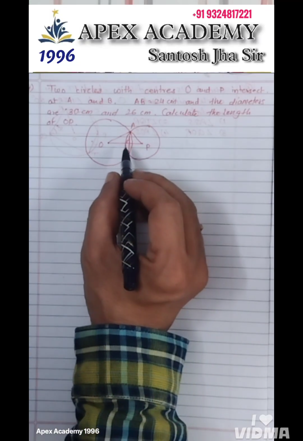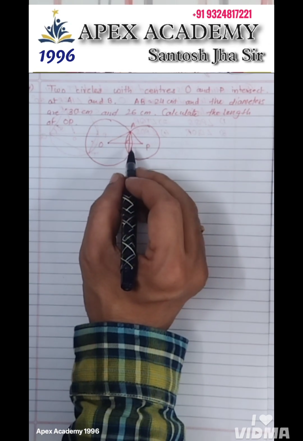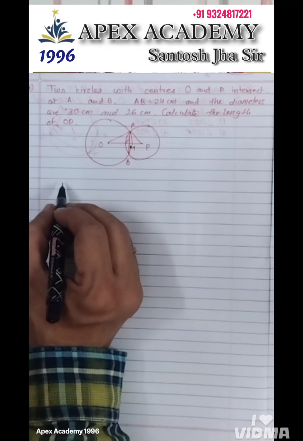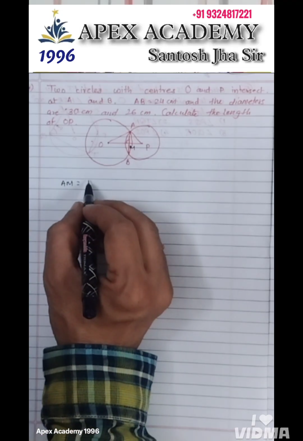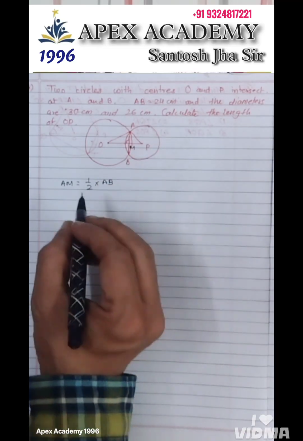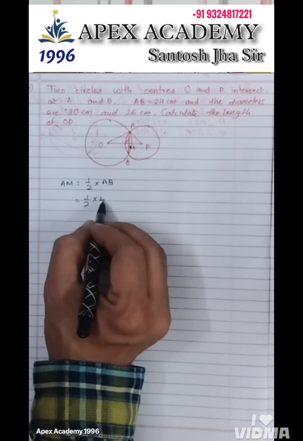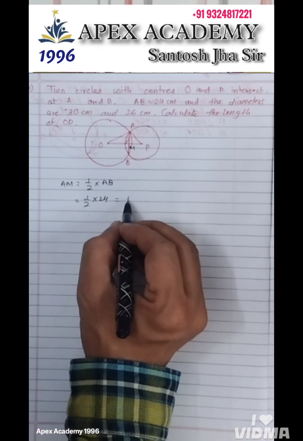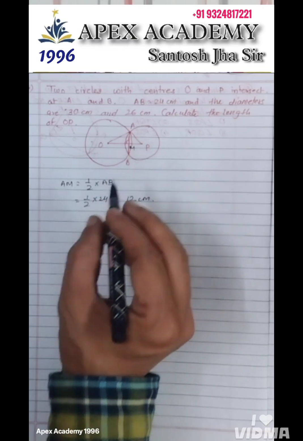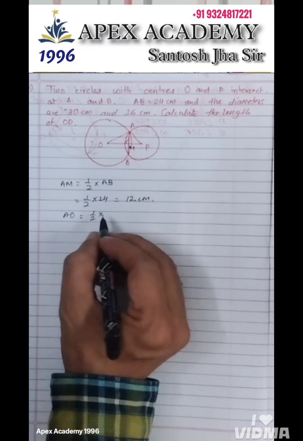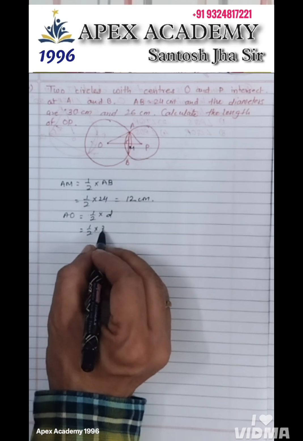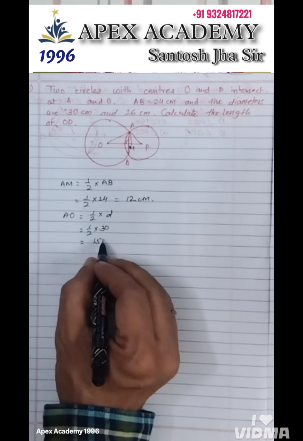So first of all, we'll assume the midpoint of AB as M. So AM we can find here. AM is half of AB, and AB is already given as 24, so it is half of 24, that is 12. So AM we got 12, and the radius AO is half of the diameter, so that is half of 30. So we got here 15 cm.